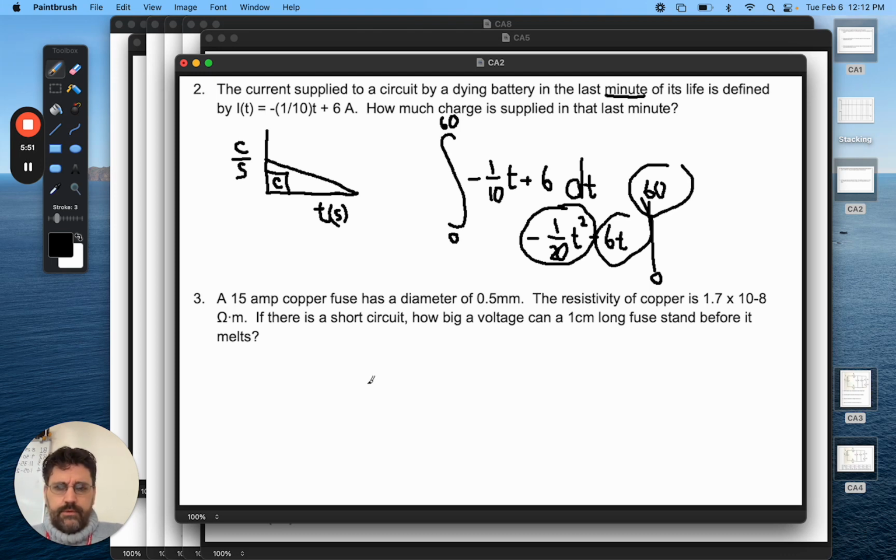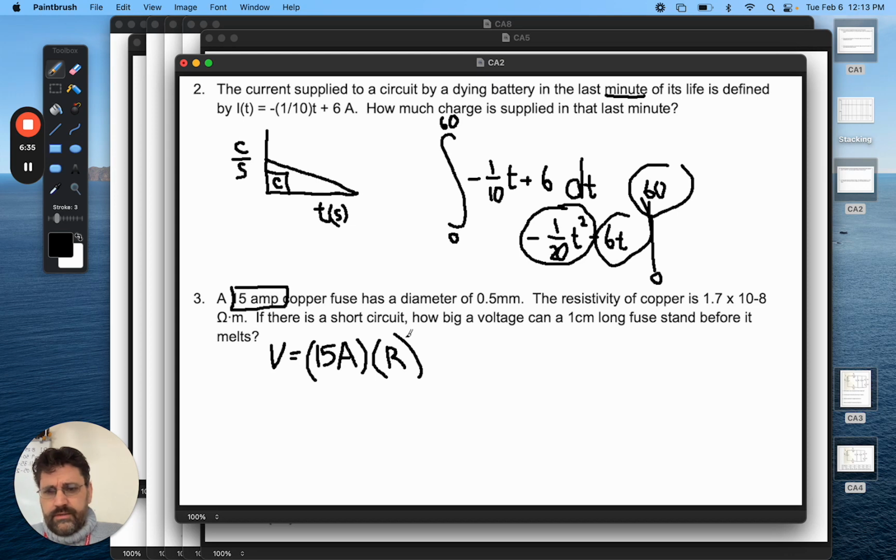Okay, number 3. A 15 amp copper fuse basically means that if you put more than 15 amps through it, it's going to melt. So how big a voltage can this fuse stand before it melts? What we're really asking is, we want to know the voltage that's going to be required to get 15 amps times the resistance of the thing.